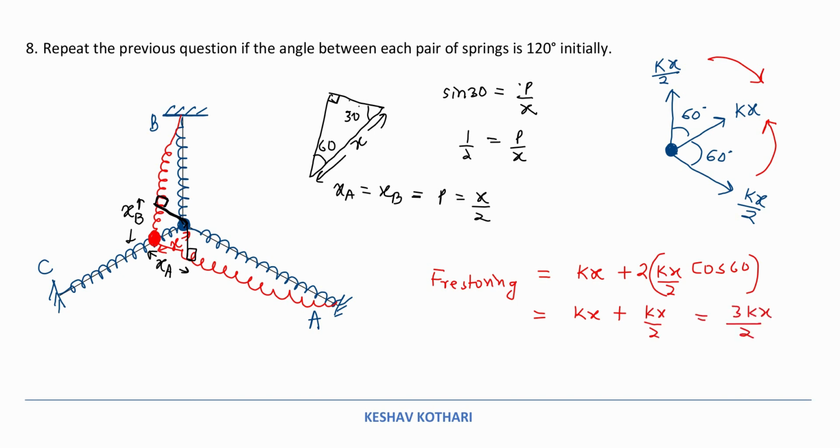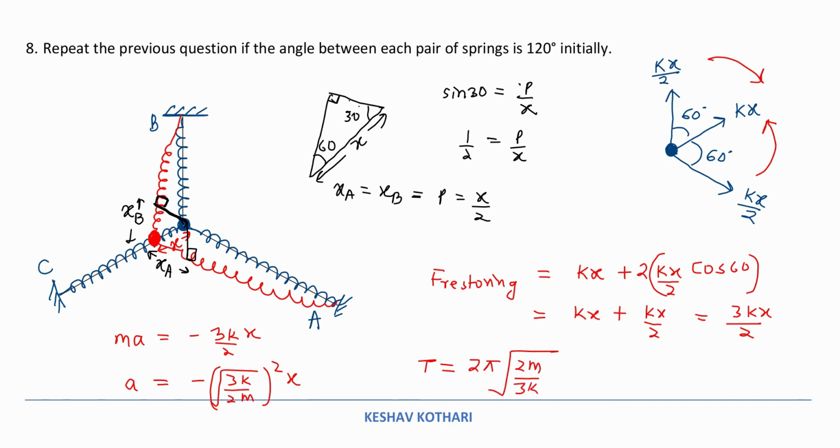So I can say that F restoring, which is equal to Ma, is equal to minus 3K by 2 into x. So a turns out to be minus 3K by 2M into x. So this is omega square. The time period of the SHM turns out to be 2 pi root over 2M by 3K. So this is the answer for the time period of the SHM for this particular spring mass system.